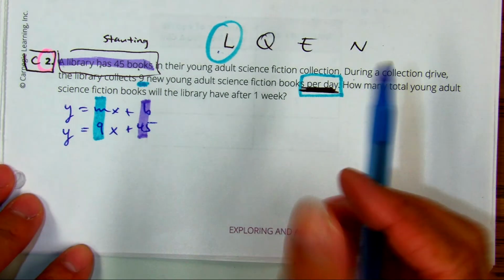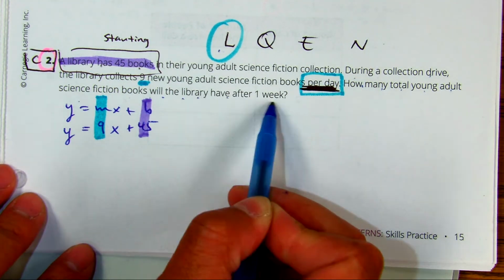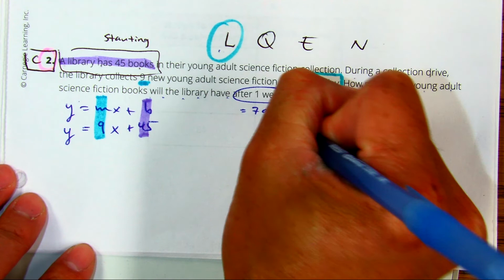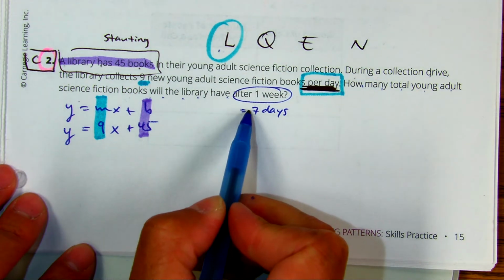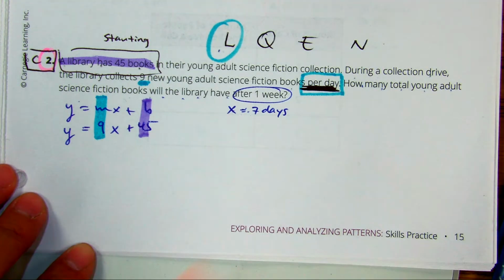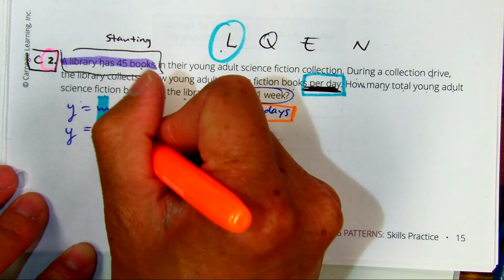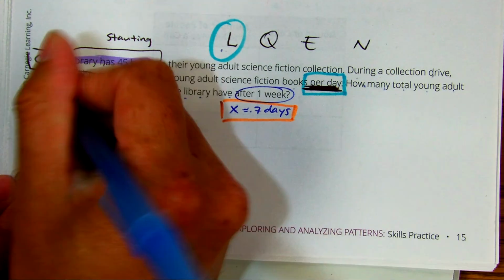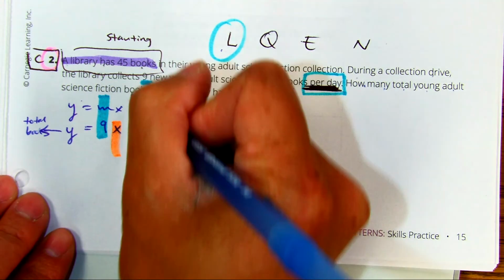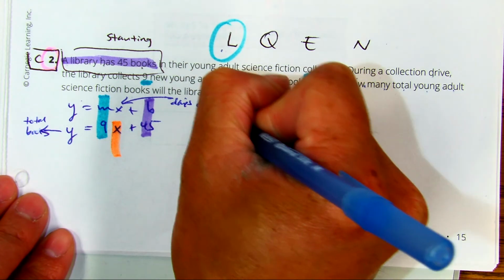Okay, here's the question. How many total young adult science fiction books will the library have after 1 week? 1 week is how many days? So they want to know, days is represented by the x here. So x is 7 days. And then the y here represents the total number of books. Let's write that. Total books. And then the x represents the days of the drive. Days of book drive. Right?